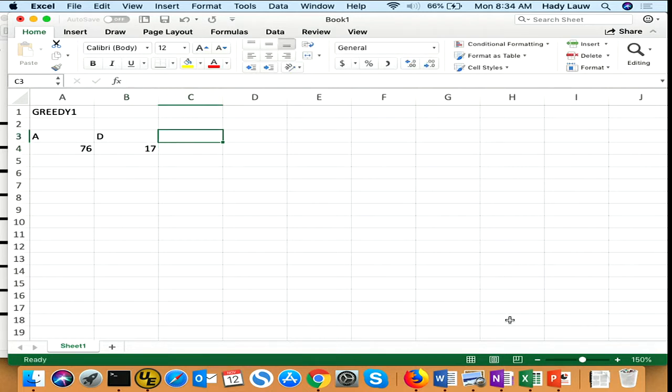So 17 will take me to C, and from C, if I take the next closest one, A and D are already included inside the tour, so the next one after that is going to be G, 230. Then from G, I cannot consider A, C, D anymore, but the closest one is going to be E at 173.